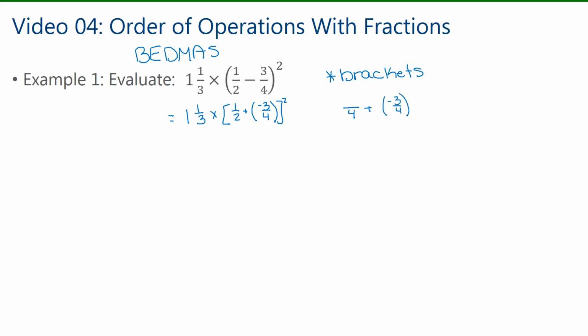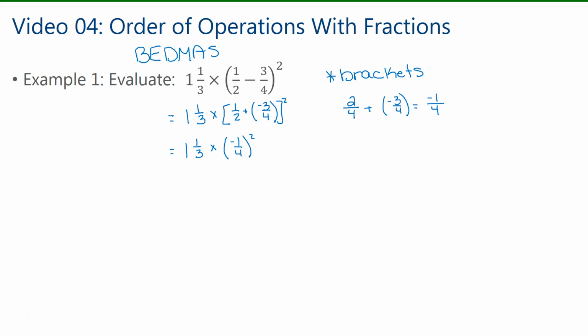Just the first fraction needs to be multiplied by 2. So 2 over 4 plus -3 over 4. When we add fractions, we don't add the denominators, we just add the numerators. 2 plus -3 is -1. So what we now have is 1 1/3 times -1 over 4 squared.